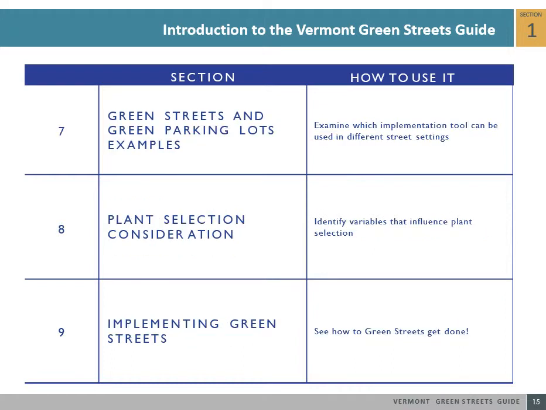Becky also leads Section 7, which is about examples. In that section, you will examine which implementation tool can be used in different street settings. Section 8 is about plant selection considerations. In that, you will identify variables that influence plant selection, and that is led by Sophie Sauve. Section 9 is all about implementing green streets. In that, you will see how a green street gets done, and that section is led by me, Beth Banner.